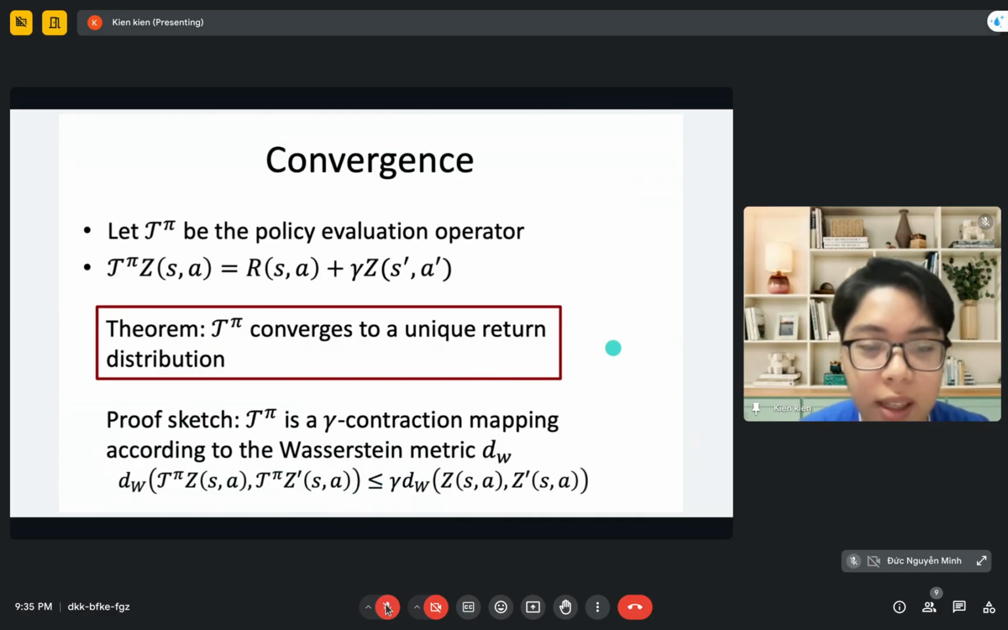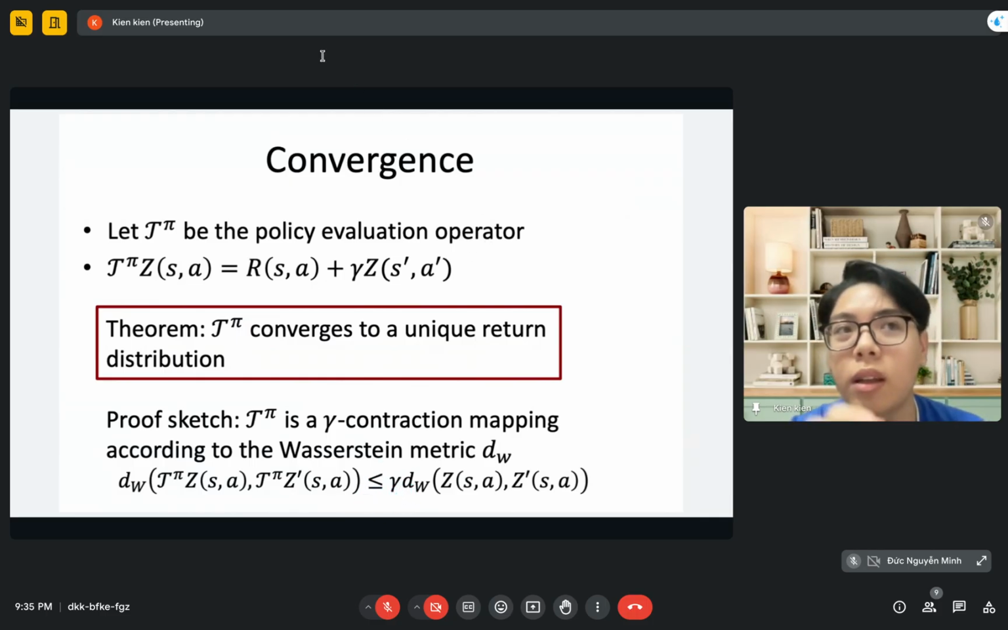They try to prove that there is a gamma which lies between 0 and 1, and this term gamma times the Wasserstein distance of Z at the time of state t and action t will be larger than the distance of T applied to Z at state s and action a.